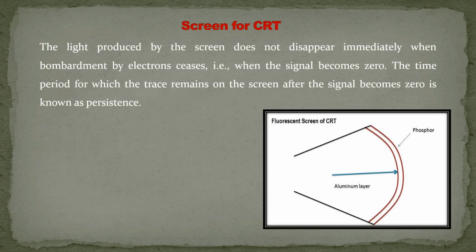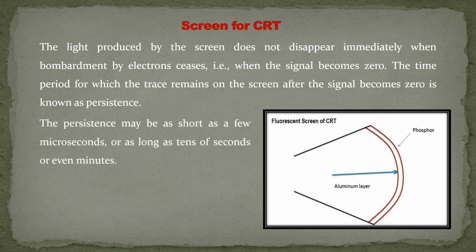The light produced by the screen does not disappear immediately when bombardment by electrons ceases, that is, when the signal becomes zero. The time period for which the trace remains on the screen after the signal becomes zero is known as persistence. The persistence may be as short as a few microseconds or as long as tens of seconds or even minutes.